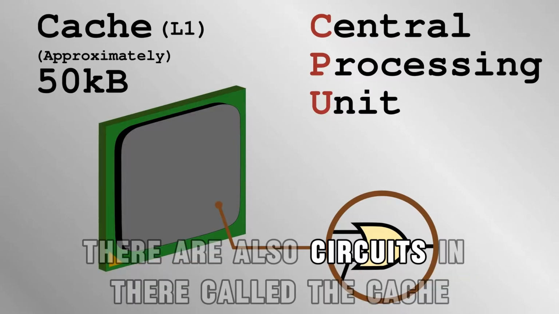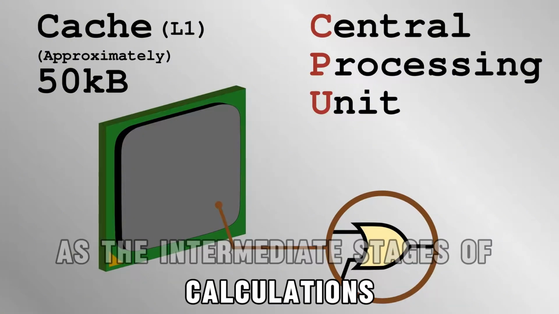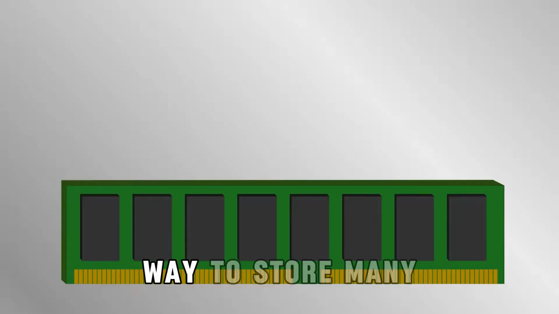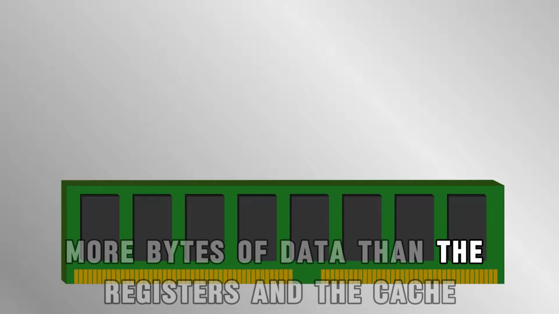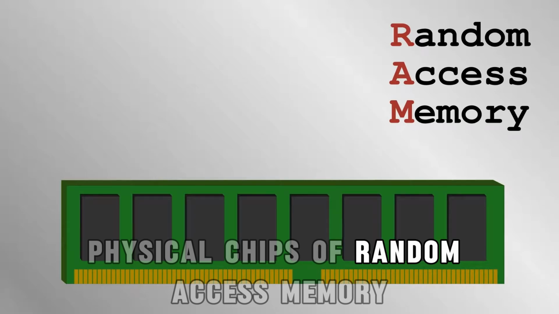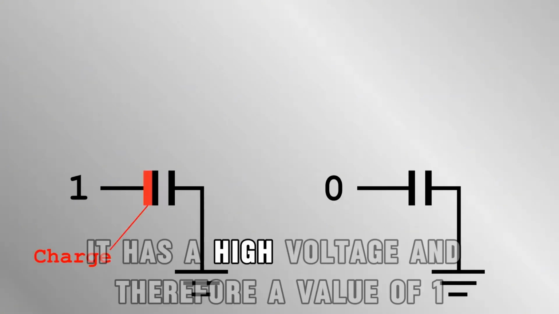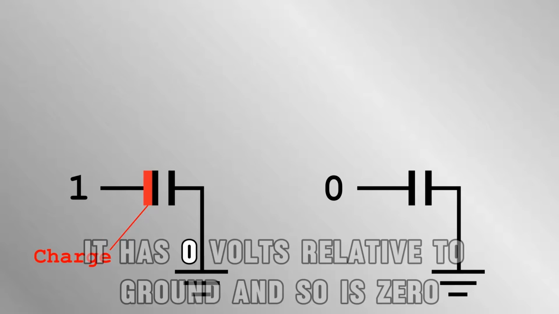There are also circuits in there called the cache, which nowadays can store tens of kilobytes of data as the intermediate stages of calculations, for example. There is a need for a larger and longer-term way to store many more bytes of data than the registers and the cache. Computers have separate physical chips of random access memory or RAM, which makes use of capacitors to store this data. If a capacitor is charged, it has a high voltage and therefore a value of 1. If it's discharged, it has 0 volts relative to ground and so is 0.